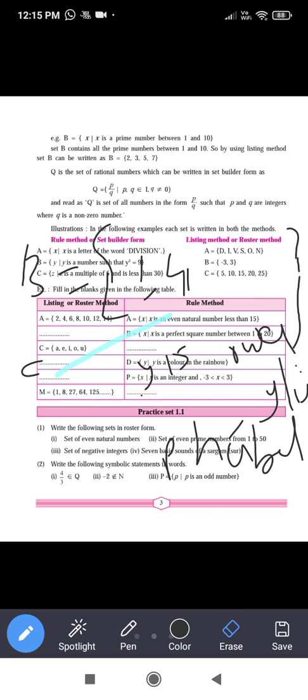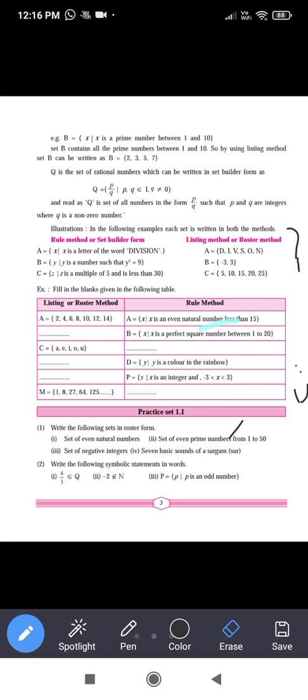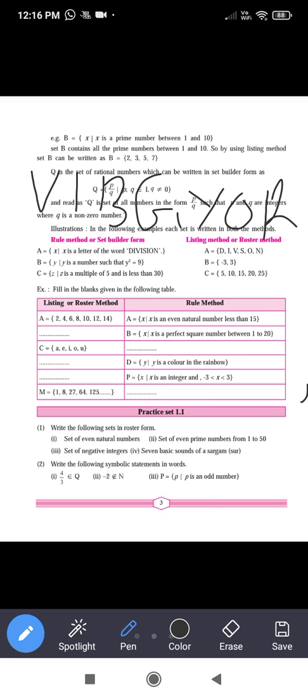Okay, now next example. See the next one. The set D is the set of all y such that y is a color in the rainbow. So here you have to write down the colors in the rainbow in the listing form. You have to remember the colors of the rainbow by the formula VIBGYOR. Now you can write down all the colors in the rainbow.